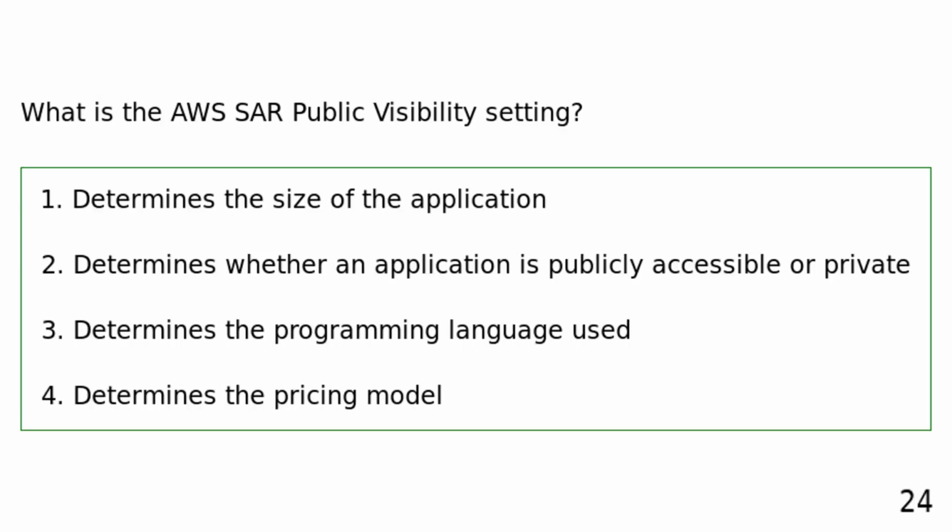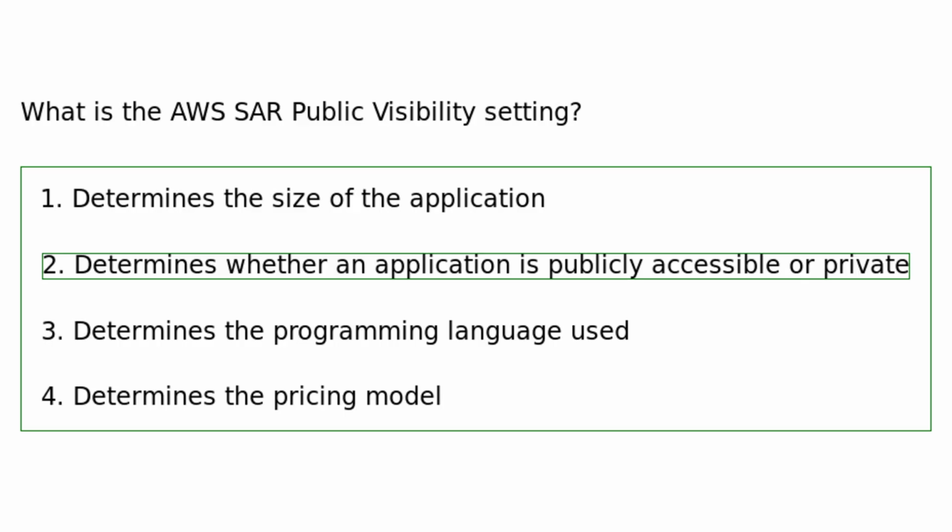What is the AWS SAR public visibility setting? Determines the size of the application. Determines whether an application is publicly accessible or private. Determines the programming language used. Determines the pricing model. The AWS SAR public visibility setting determines whether an application is publicly accessible or private.